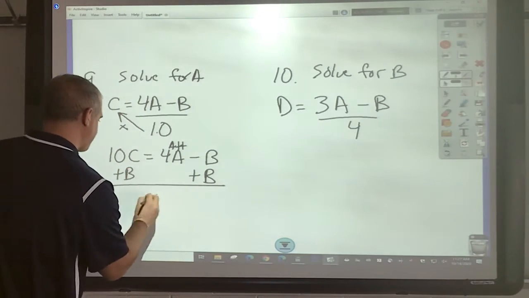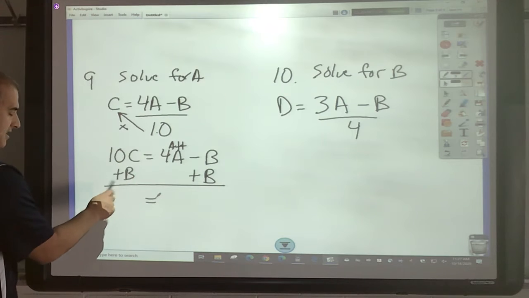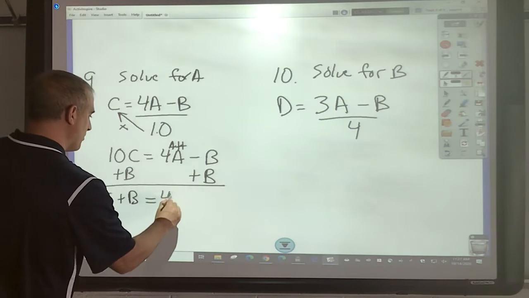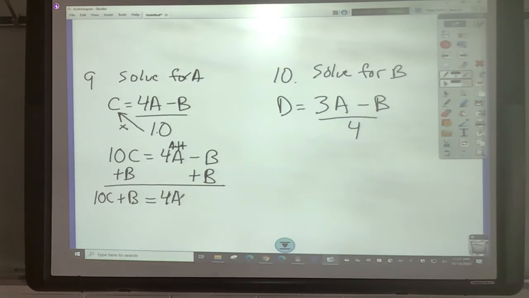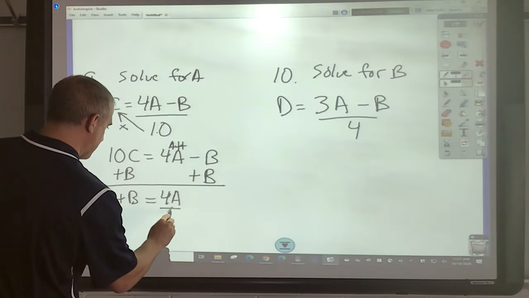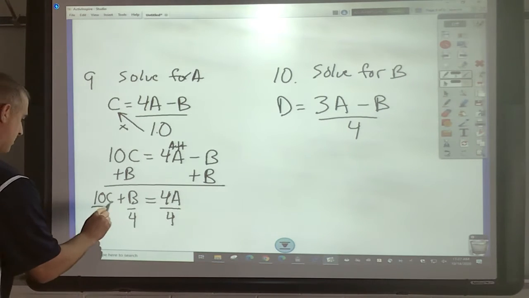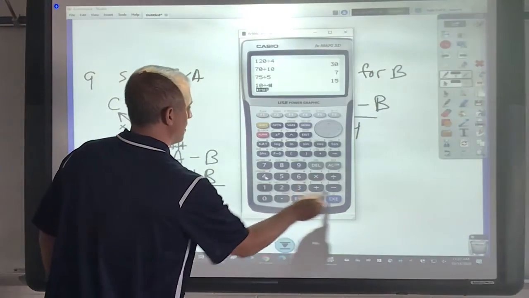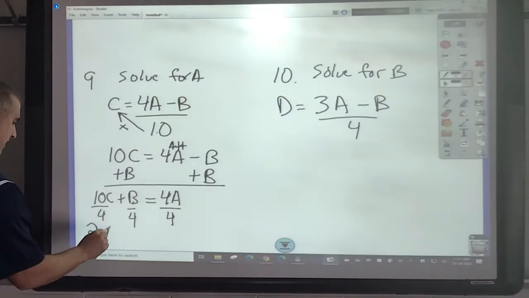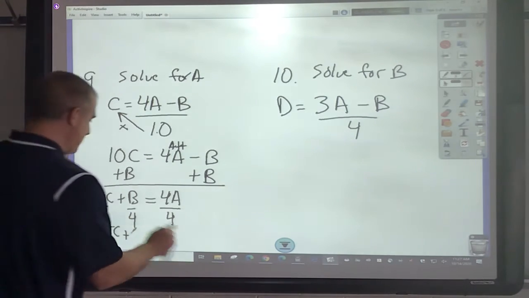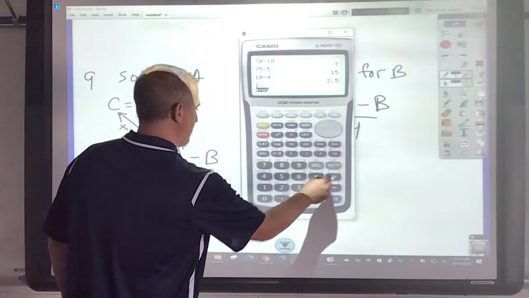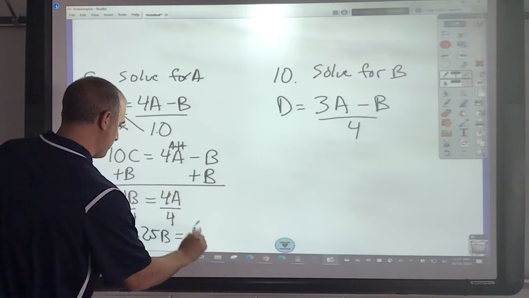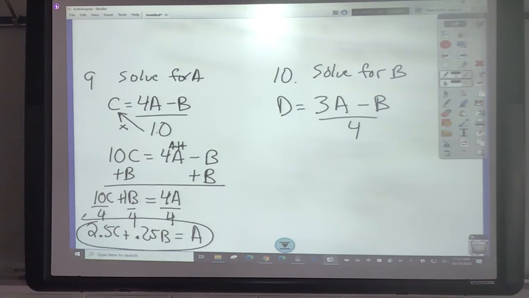Now, just like before, since this has a c and this has a b, I can't combine them. So that's going to be 10c plus b, and this is going to be the 4a. Now, to get rid of the 4, I got to divide by 4. We did this before. So I got a 10. 10 divided by 4 would be 2.5. So 2.5c plus, that is a 1 in front of b. So 1 divided by 4 was 0.25. b equals, that's just going to be a. And that would be my answer.